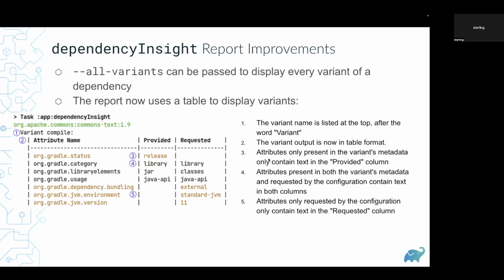I've added the word variant to indicate that these are variants, and I've also added these three columns. One of them is just the attribute name. One tells you which values are provided by the dependency, so these are the ones that are actually set in, for example, the Gradle metadata. And there's also the requested column, which tells you what the configuration that is resolving this dependency has requested. There's also some coloring to show the differences between which ones are matched and actually used in resolution, and which ones are just unmatched and we used because none of the other ones were a better match.